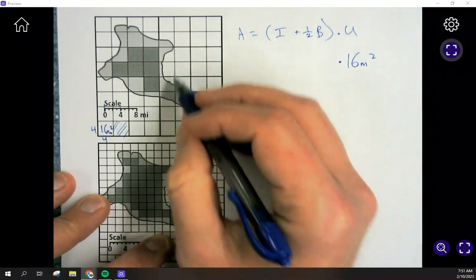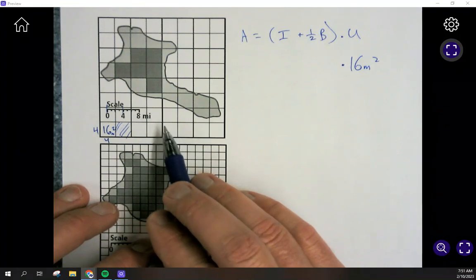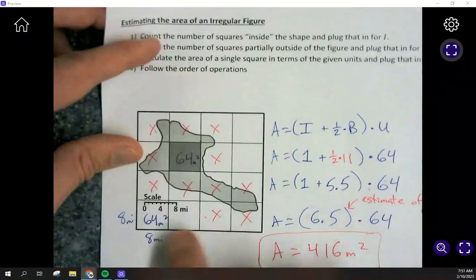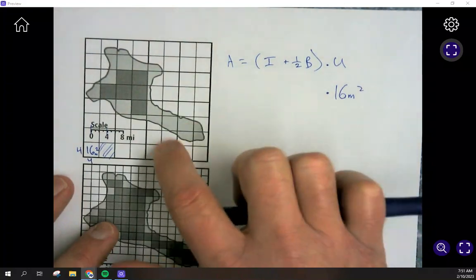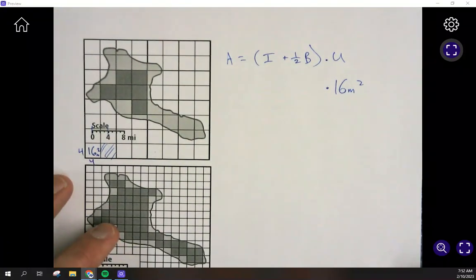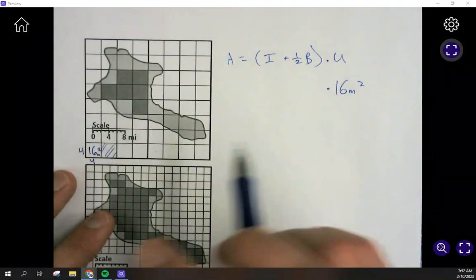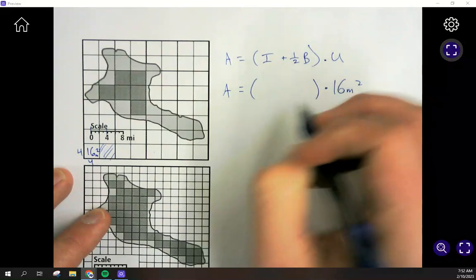Notice the size of the island hasn't changed, but the size of the boxes have. So each box is worth less in terms of the area. On the front, every single box was worth 64, and on the back, every single box is worth 16. So we're going to have more boxes, but each one is worth less. Let's see what we got. The smaller we make the boxes, the more of them fit inside completely.